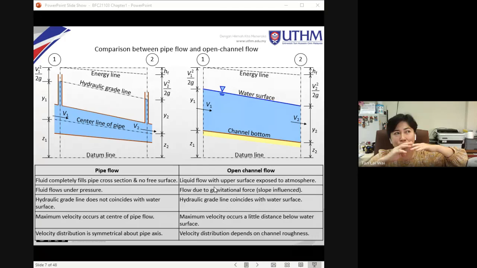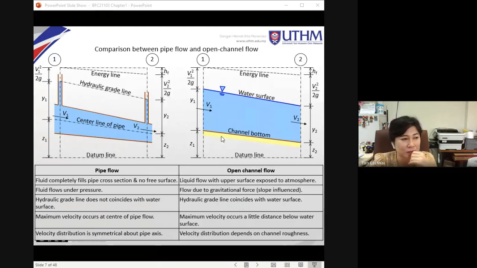I will show how the distribution of velocity will look like for open channel flow. And then finally, velocity distribution is symmetrical about the pipe axis. I told you the velocity is maximum in the middle, but not for open channel. Velocity distribution will depend on channel roughness, and channel roughness will also depend on what type of lining is on the channel. For example, a concrete channel would have higher velocity, whereas a river channel with all those gravel and things like that, where the roughness is higher, will definitely reduce the velocity.